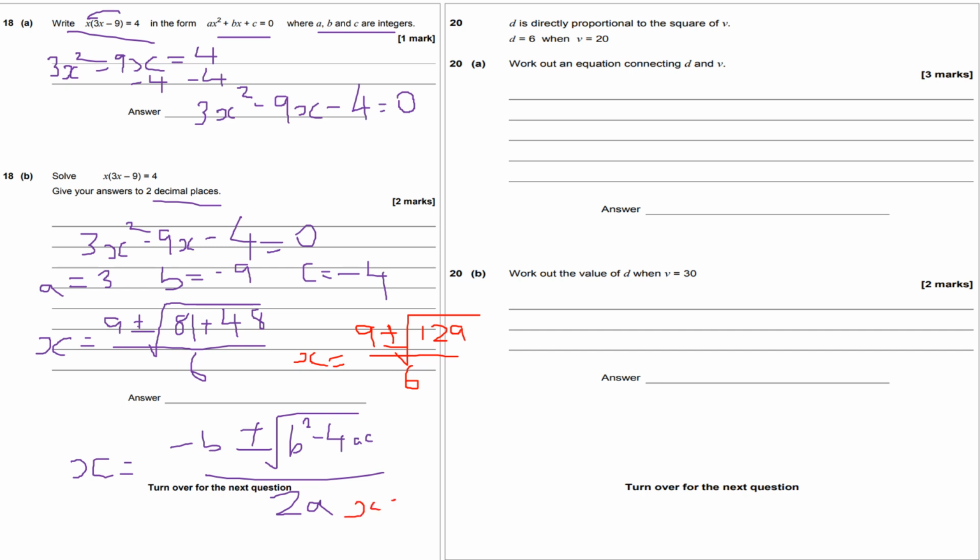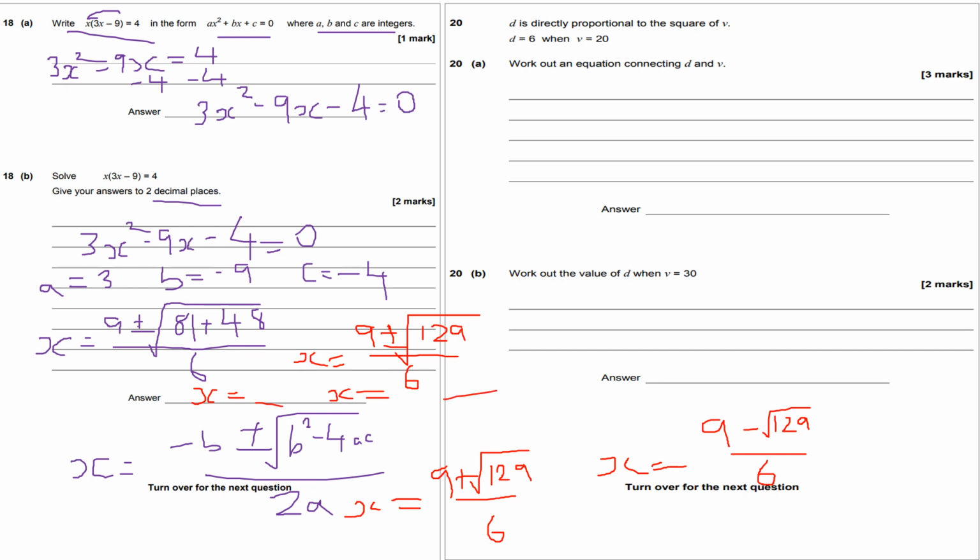So we'll have two solutions, the positive version and the negative version. So 9 plus the square root of 129 all over 6, or x is equal to 9 subtract root 129 all over 6. If you put it in the calculator, you'll get your two answers, x equals a number and x equals another number. Make sure you round your answer to 2dp.